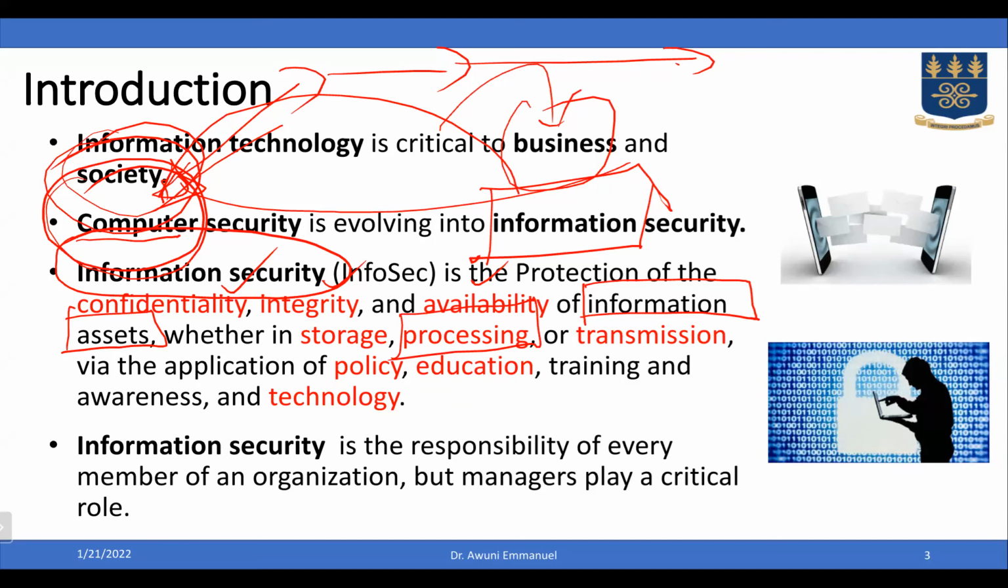And the definition of information security is just the protection of confidentiality, integrity, and availability when it is in storage, processing, or transmission. But in order to do that, we need certain policies to guide this. And then we need certain kinds of education and training, as well as some sort of technologies to be able to ensure that our data, our information asset, is being protected. So there's a protection of what? Confidentiality, integrity, and availability of information assets.